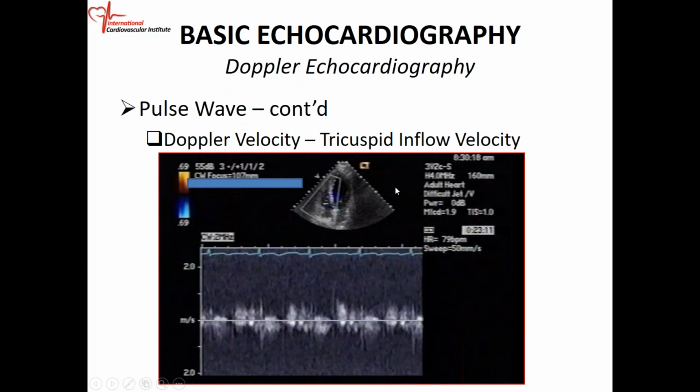Tricuspid inflow. So, in the four chamber view, this is your left ventricle here, ventricular septum. This is the right ventricle, tricuspid valve, right atrium. Your cursor is right there. Sample volume is right there. In diastole, blood is going to flow from the right atrium across the tricuspid valve into the right ventricle. Okay, it's going to be similar to your mitral inflow, but the velocity will be less. You're going to get your IVRT, your E velocity, your diastasis, A velocity. You're going to get all those things, but the velocity is usually less.